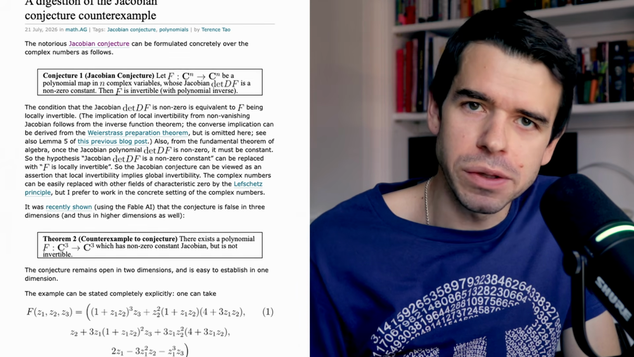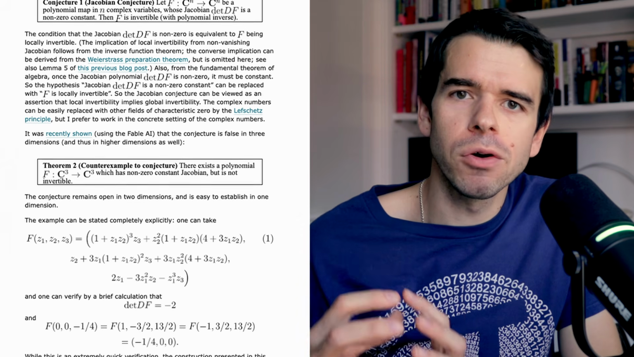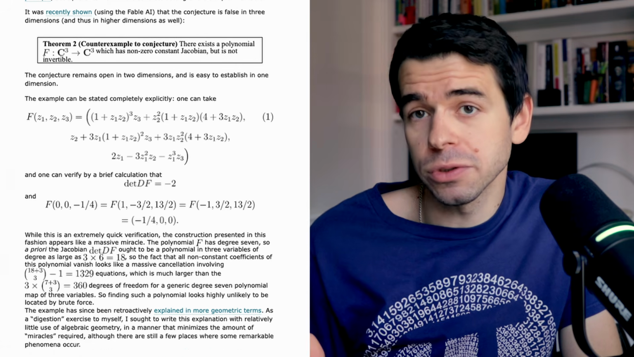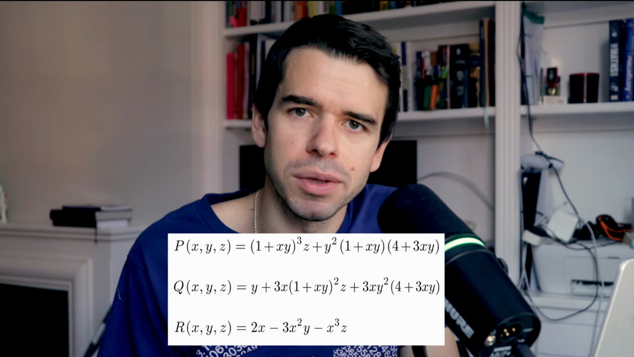But what is interesting about the example itself? The interesting point is how strange the counterexample is. Terence Tao noticed how unusual the counterexample is by comparing the number of available coefficients with the number of cancellations required to get a constant as a result. The map is defined by 3 degree-7 polynomials. In the general case, 3 polynomials of degree up to 7 contain about 360 adjustable numbers, the coefficients multiplying terms such as xyz, z to the power of 7, x squared y.